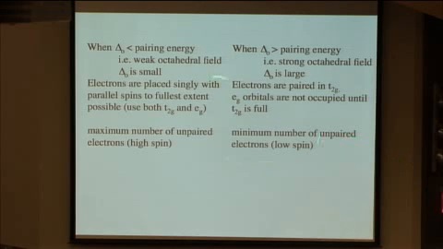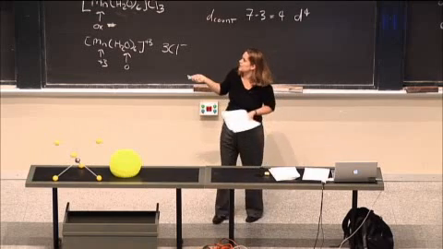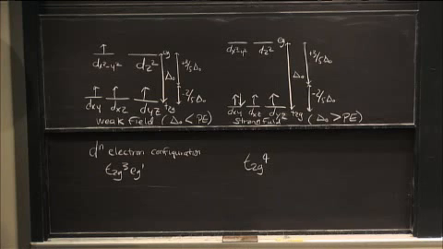So the net result of this is for a weak field, you have the maximum number of unpaired electrons. You have 4 electrons. All 4 are unpaired. So that's the maximum number of unpaired electrons, and this is referred to as high spin. And in the other case, you have the minimum number of unpaired electrons that you can have. And so you have this one set that's paired here. So that would be considered a low spin case.